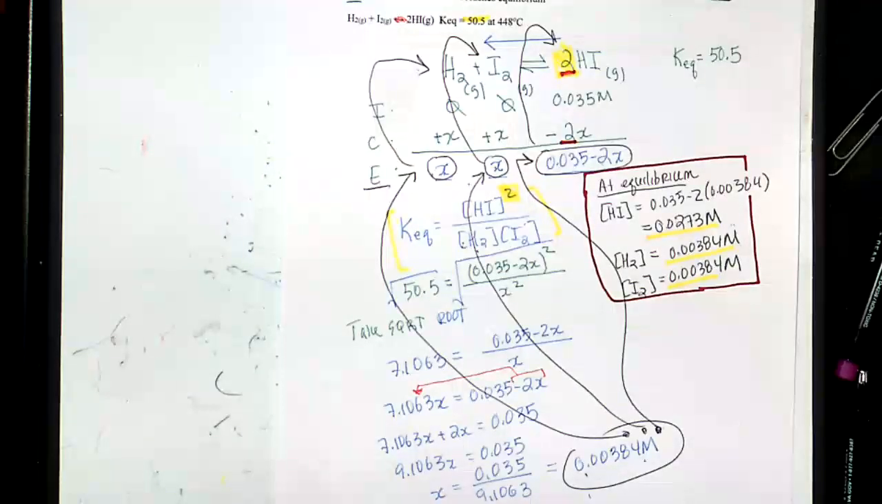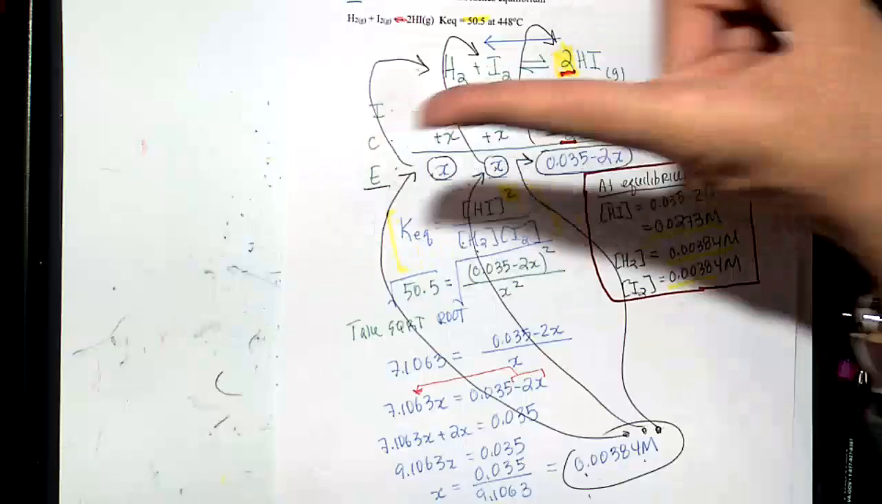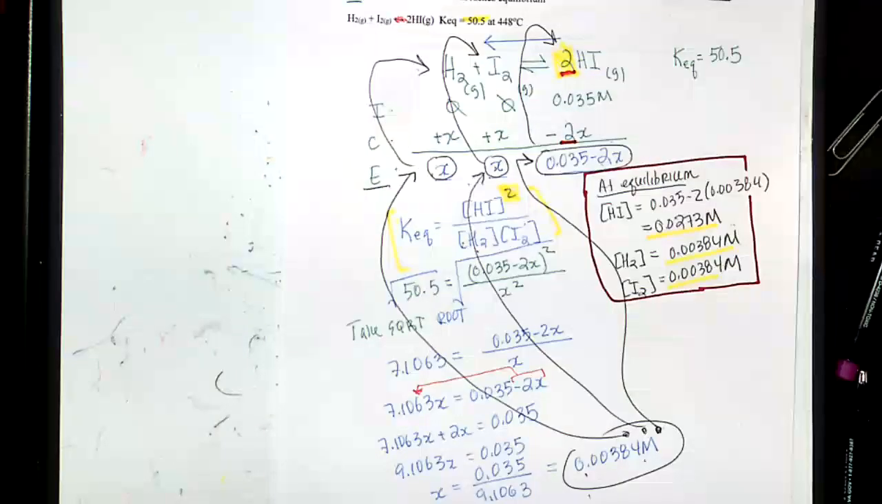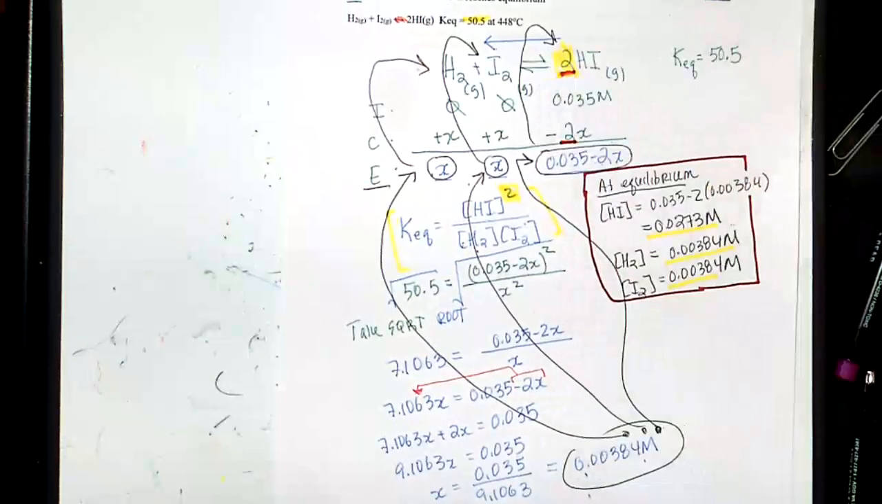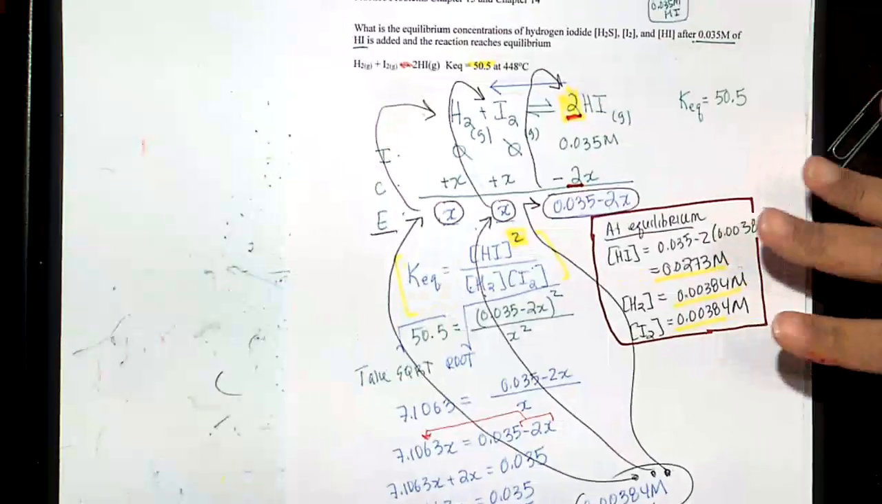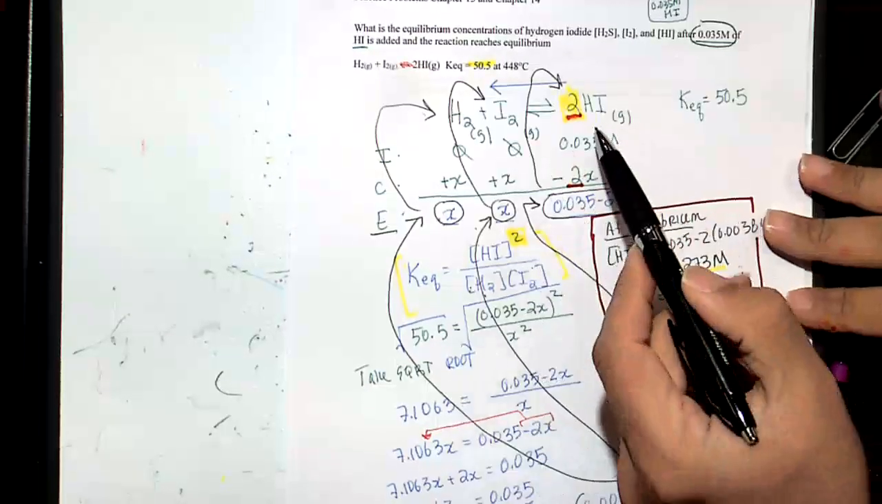Yeah. The -2 is just because it's on the other side, it's on the left. It's shifted left. Okay. And it's minus 2x because there's two HIs there. There's two of them. And how did we know it was shifting left again? Because the problem tells us that we have 0.035 molar HI.